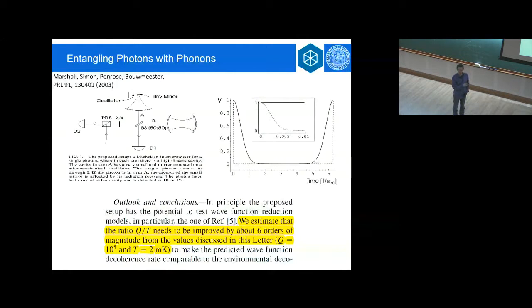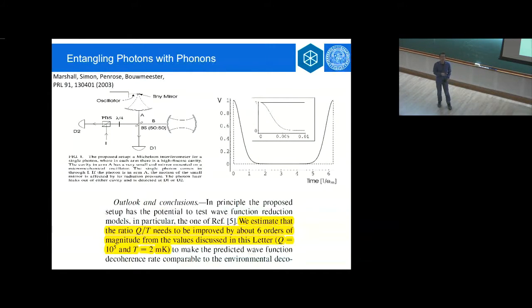At the time, they took typical optomechanical parameters that were around in 2003 and estimated that the ratio of Q over T, I showed you that this is a relevant ratio, needs to be improved by 6 orders of magnitude from the values discussed in this letter, which corresponds to a Q of 10 to the 5 and a T of 2 millikelvin.